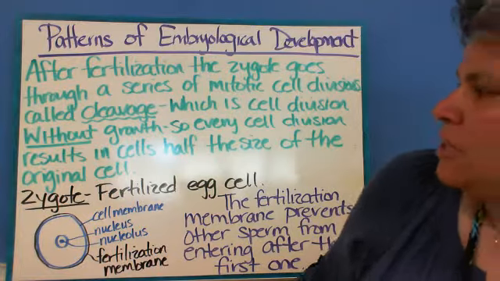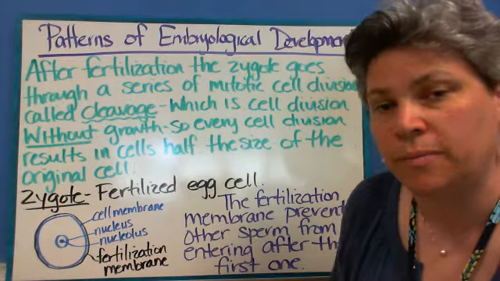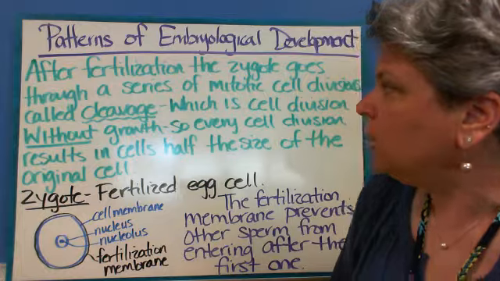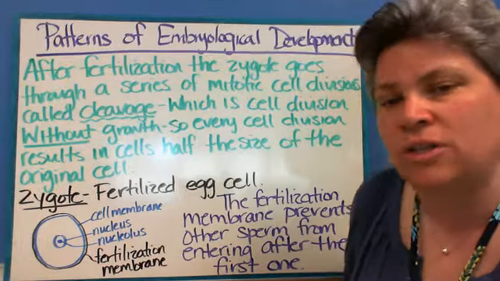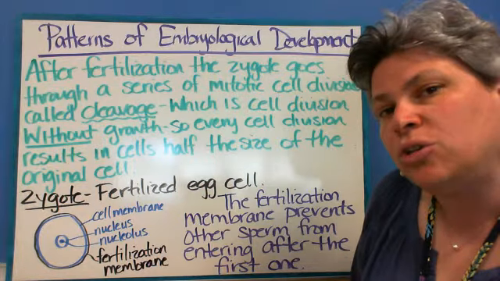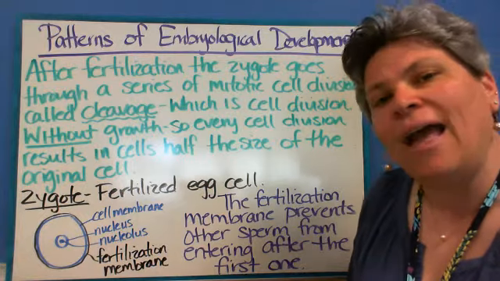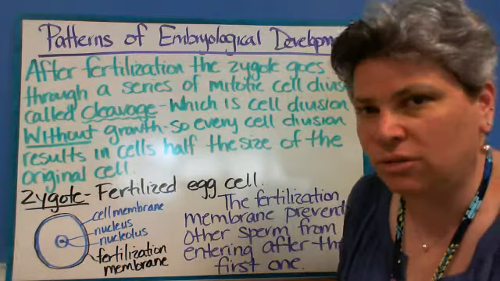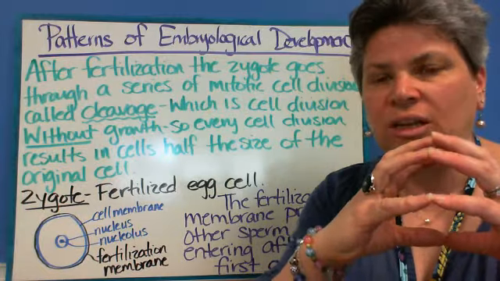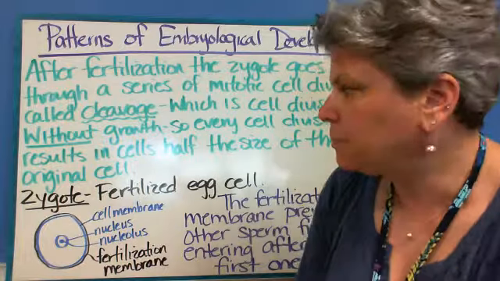So after fertilization, the zygote goes through a series of mitotic cell divisions. Remember, mitosis, identical copies, genetically identical. So it goes through a series of mitotic cell divisions called cleavage, which is cell division without growth. So every cell division results in cells that are half the size of the original cell. So each time the cell divides, the overall structure isn't changing, but the cells that are dividing inside are getting smaller and smaller and smaller.